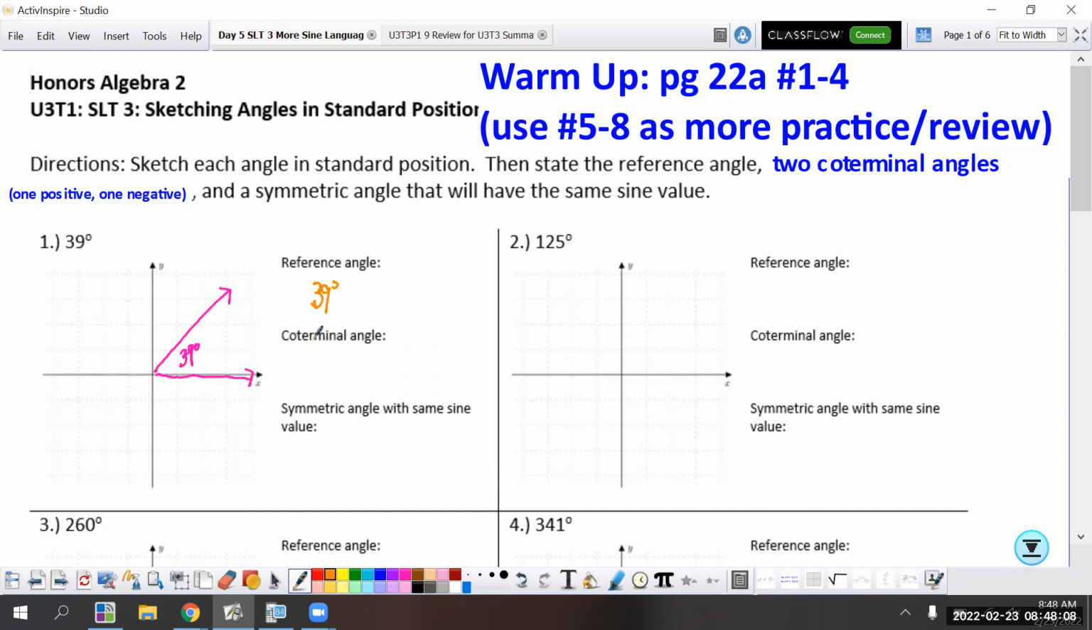Coterminal means same terminal ray. So we could go all the way around the circle and back to that terminal ray. So that's 39 plus 360. And then we could also go in the clockwise direction. Whoops, wrong starting point. Always start on the initial ray. So we can go this direction, and that would be 39 minus 360.